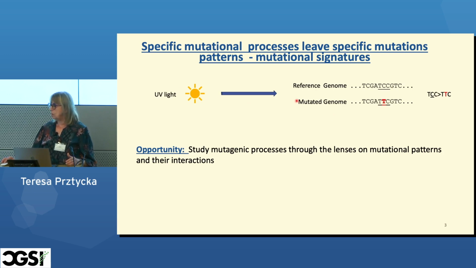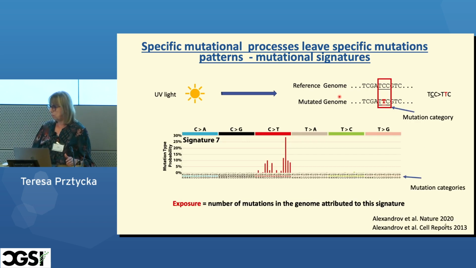So, for example, UV light is known to cause C to T mutations. But importantly, it's not that every C is equally likely to be mutated, the context in the sequence matters. And if we consider the context, mostly these are mutations from TC to TT. So the idea with which people use mutational signatures, which are these patterns of mutations, is to start from those patterns and understand what the processes are that cause them, what their role in the cells is, how cells react to them, or how processes in the cells can lead to particular mutations.